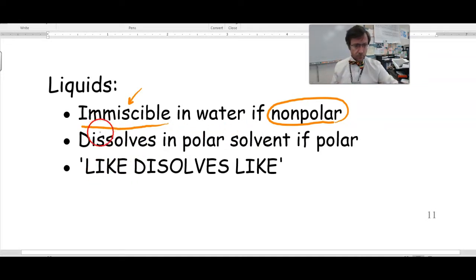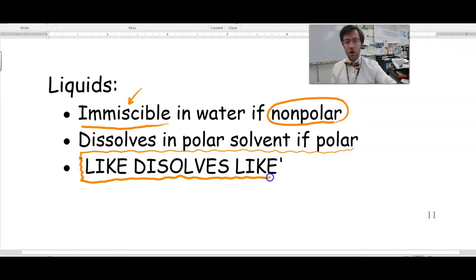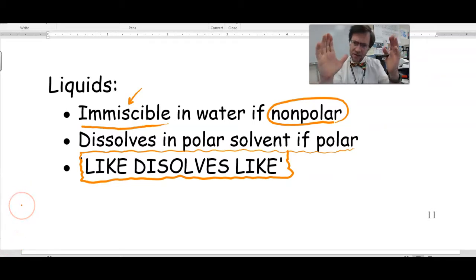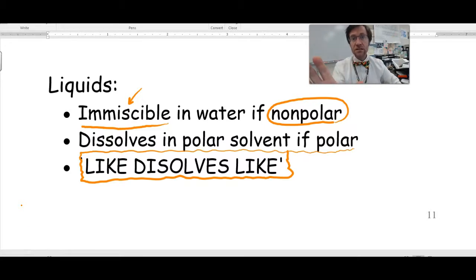So it dissolves in polar solvent if polar. That's like alcohol dissolving in water. The clutch thing that we should all have locked inside our head is like dissolves like. Polar things dissolve polar things, non-polar things dissolve non-polar things. Now we're going to spend a whole chapter, maybe half a chapter, talking about how things dissolve and determining what does and what doesn't. But for right now, what we need to know is that if it is polar, it will dissolve in water. If it is non-polar, it will not dissolve in water and can only dissolve in a non-polar solvent. So polar with polar, non-polar with non-polar.